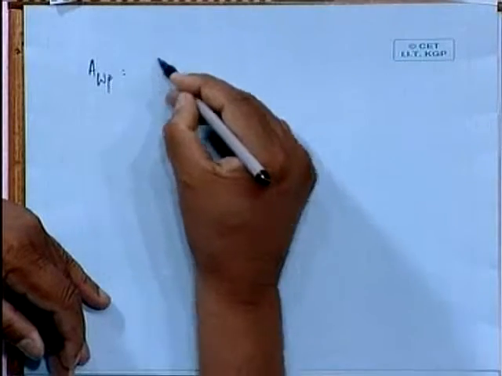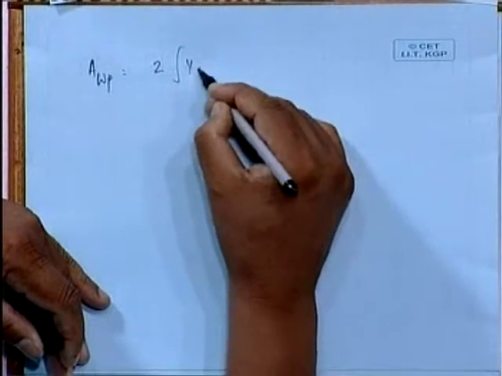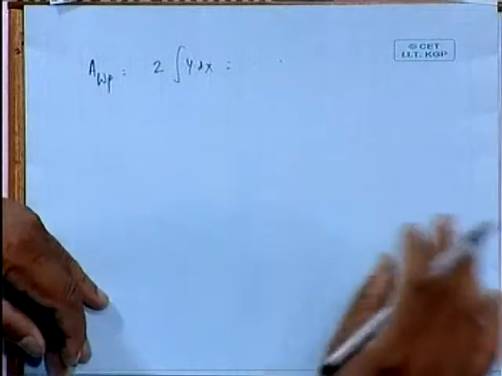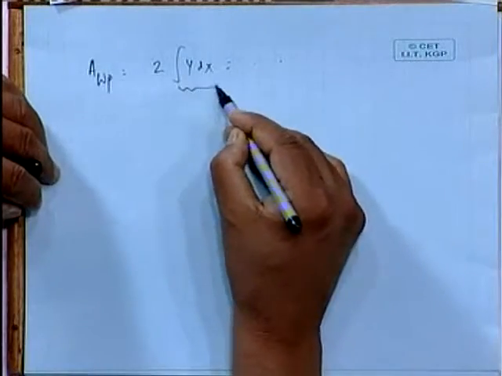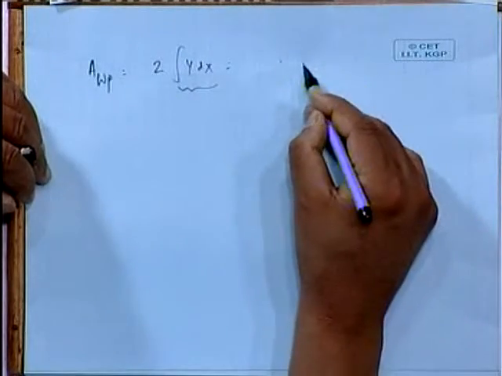Then you see AWP, I will say, is twice of this integration. So I have got this number earlier, just multiply twice, you get this so many meter square.